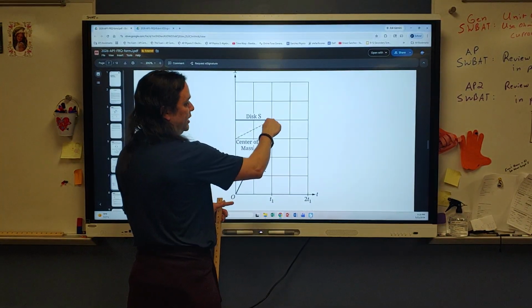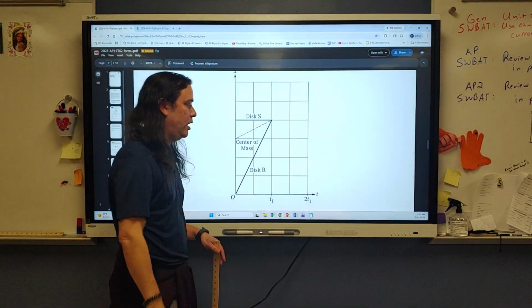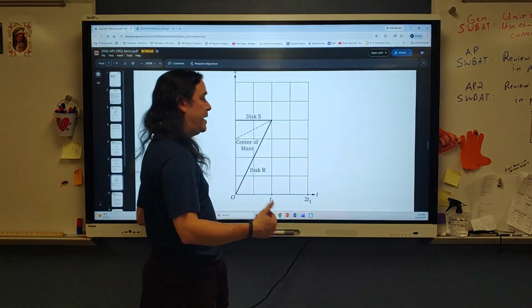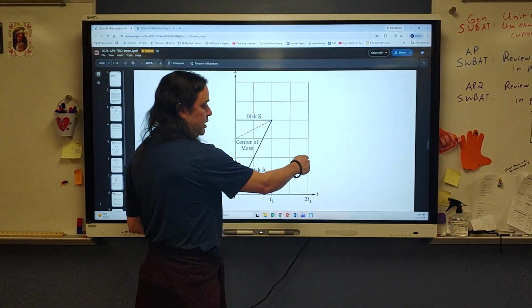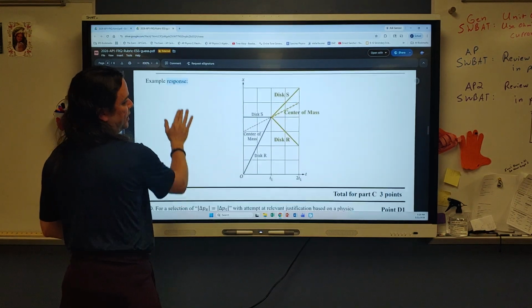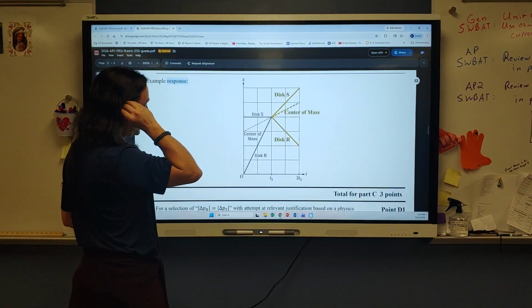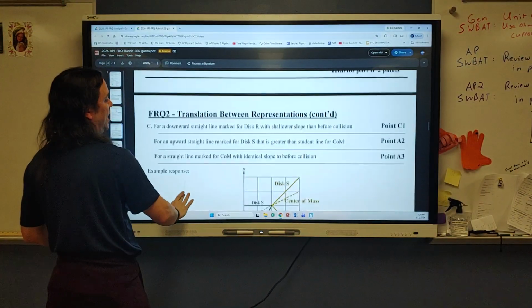For disk R, we need it to reverse direction. It needs to have a negative slope because it bounces back the opposite direction, and it bounces back at half the speed, so we would have it go down to halfway the height, so it should end up over here. What does that look like? It looks like this. So here's what I think the correct answer would look like, properly marked with disk S, disk R, and center of mass.